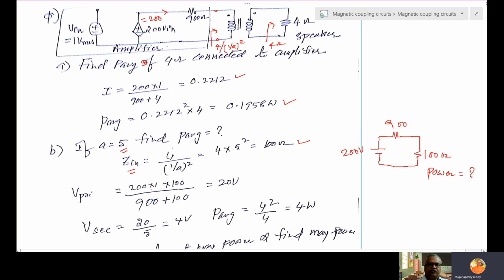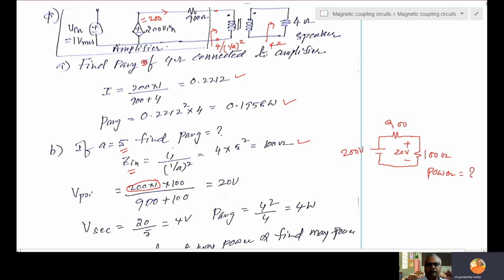So what is the voltage here? This is the 200, into 100 by 900 plus 100. So first we find the voltage here: 200 into 100 by 900 plus 100. We are getting 20 volts. Power is not in 100 ohms; power is in the 4 ohm.